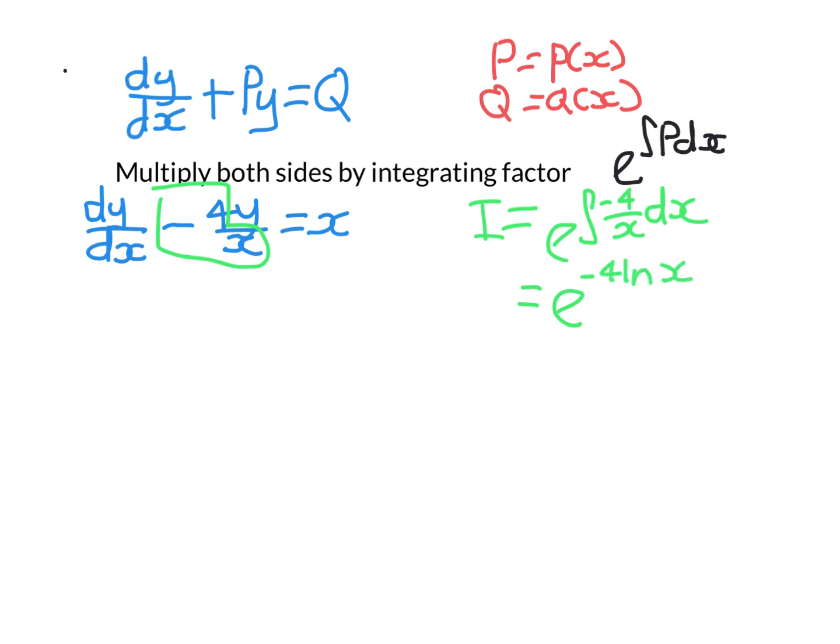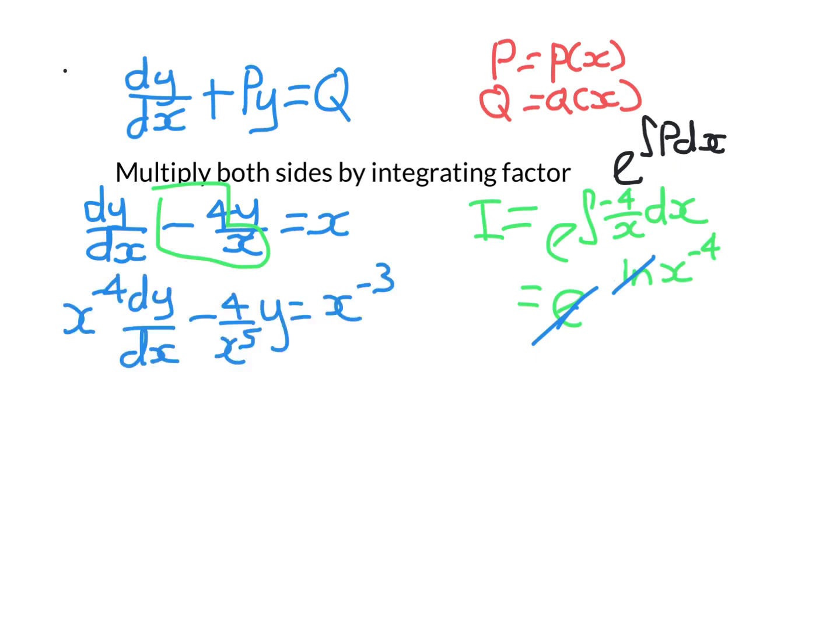But wait a minute, we can simplify this. We can simply move the power over here using our log laws. It's e to the power of ln x to the negative 4. And hopefully you realize e to the power of natural log of something, they just cancel out. Our integrating factor here is just the function x to the power of negative 4. So what I'm going to do now is multiply each side of the equation by x to the power of negative 4.